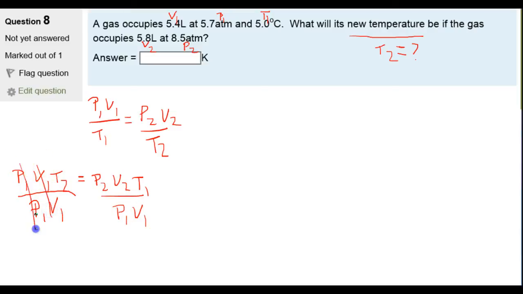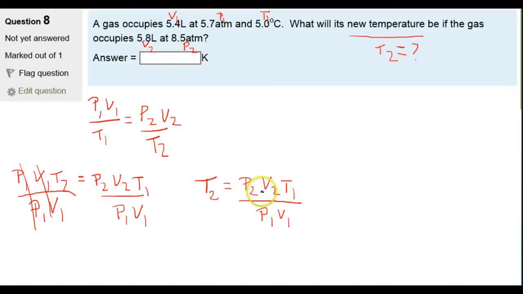These guys will now cancel. And so the formula that we're going to use to solve this problem will end up being T2 equaling P2 V2 T1 all divided by P1 V1. So there we go. This is our formula that we're going to use to solve this problem.